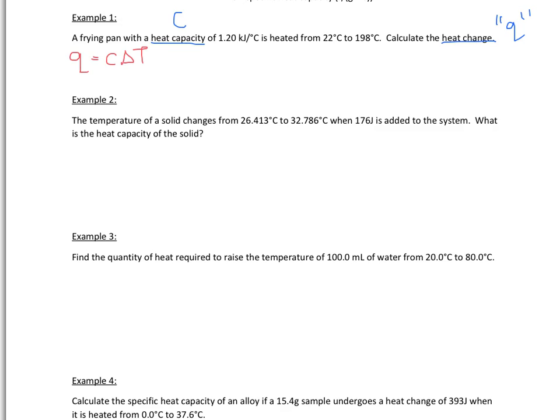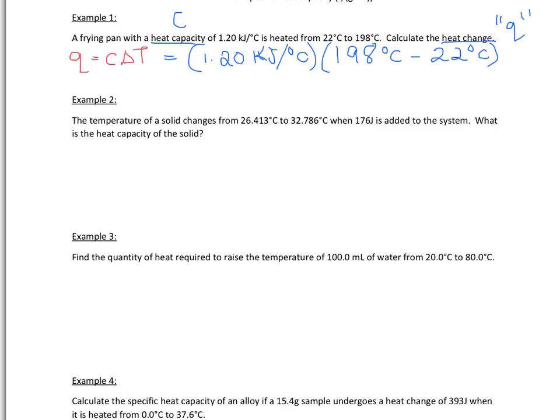I was told that the heat capacity was 1.20 kilojoules per degree Celsius. It's in kilojoules, and I'm going to keep it in kilojoules because while Q is usually given in joules, kilojoules is perfectly okay. For my delta T, it's the final temperature minus the initial temperature. The final temperature was 198 degrees Celsius, and the initial temperature was 22.